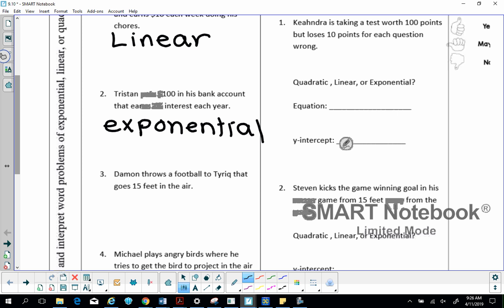Damon, you're doing this one. Damon throws a football to Tyreek that goes 15 feet in the air. What type of function is that? Yep, quadratic. Because when you're throwing a football, it looks like that. So we know it's a quadratic.